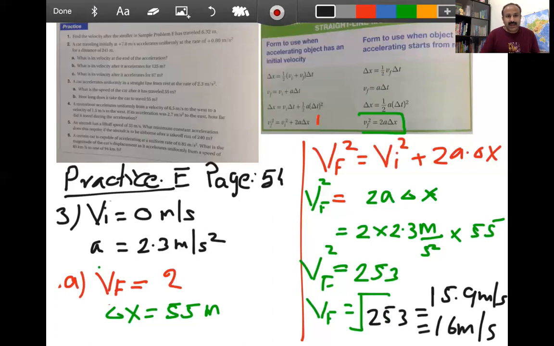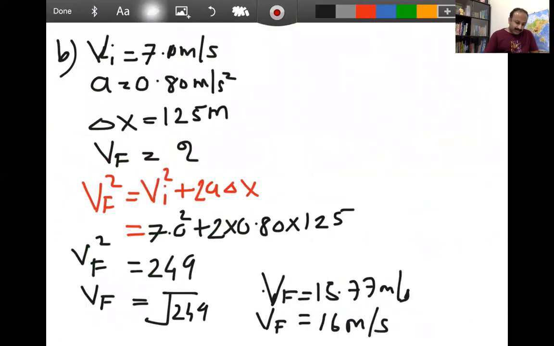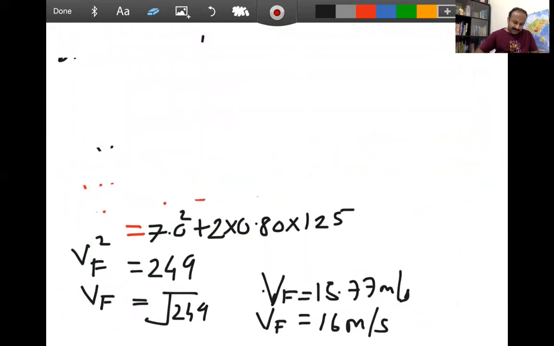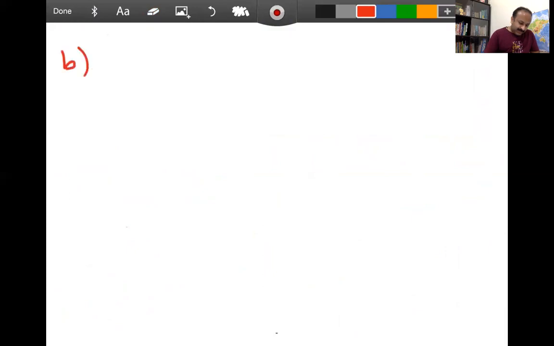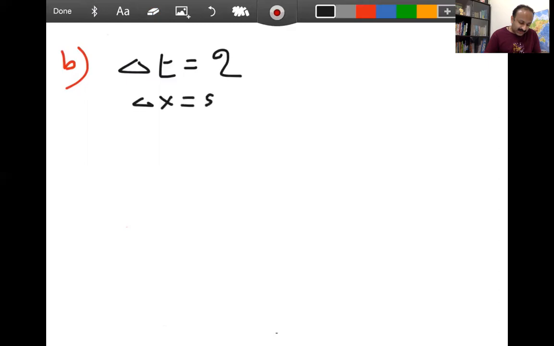And in part B, they're asking how long does it take for the car to travel 55 meters. So now they're asking how long, so they're asking for the time. In part B, you're looking for delta t. They're asking how long does it take the car to travel 55 meters. So delta x is the same, 55.